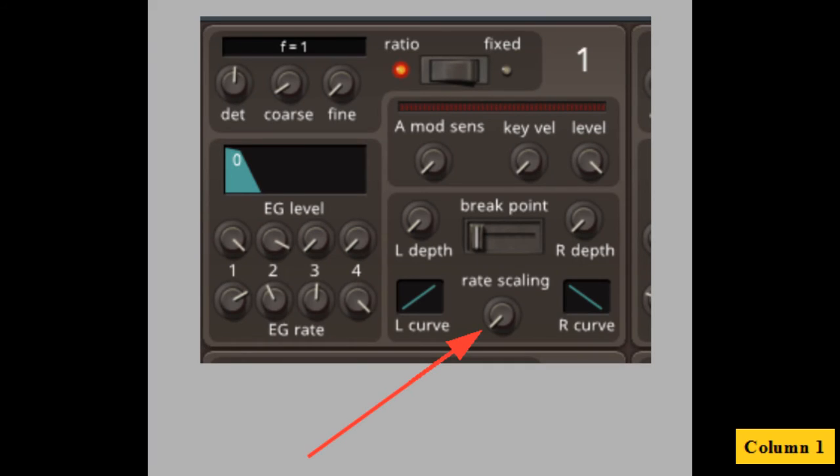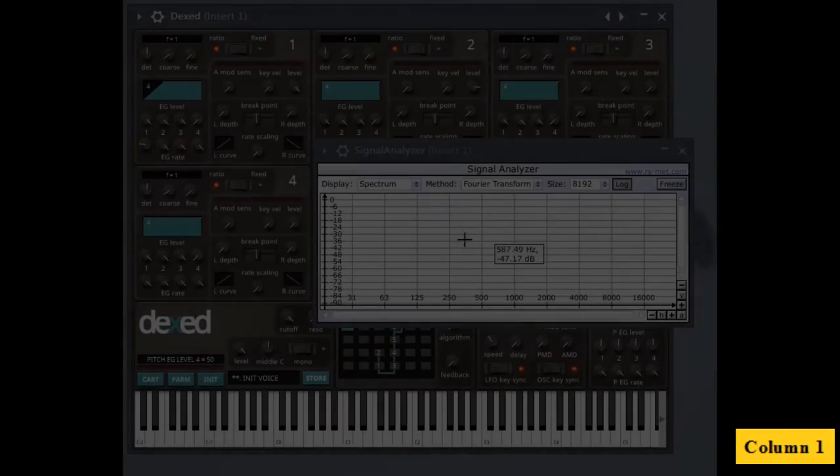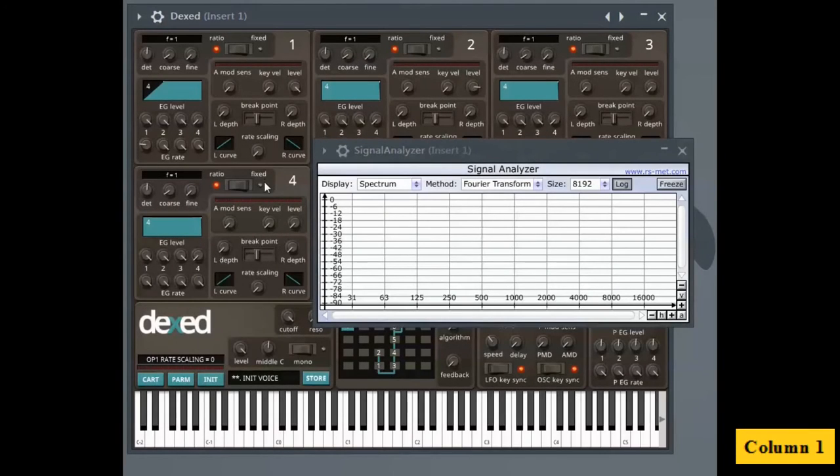Scaling. Keyboard scaling, keyboard rate scaling. Keyboard rate scaling lets the envelopes go faster through their stages when you play higher notes and slower when you play lower notes. We can choose 8 different angles from 0 to 7. The higher the number, the steeper the curve, meaning the bigger the difference between higher and lower notes. Let me demonstrate that with the attack of a carrier.